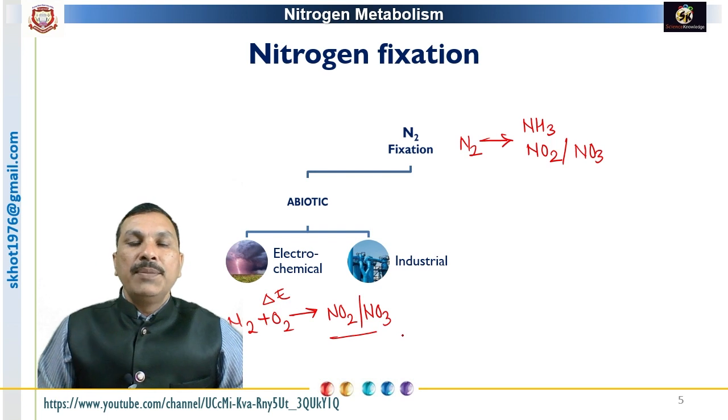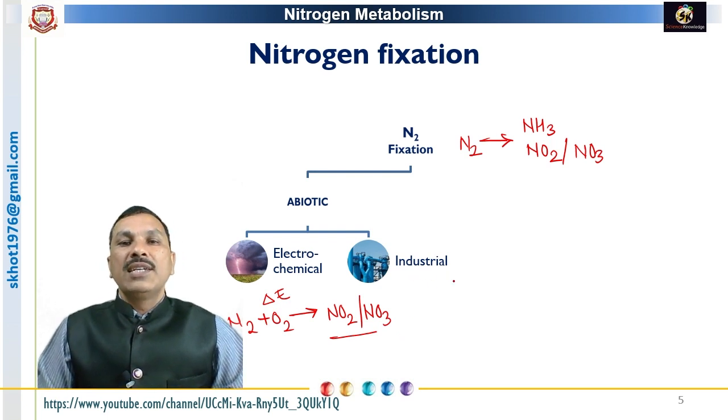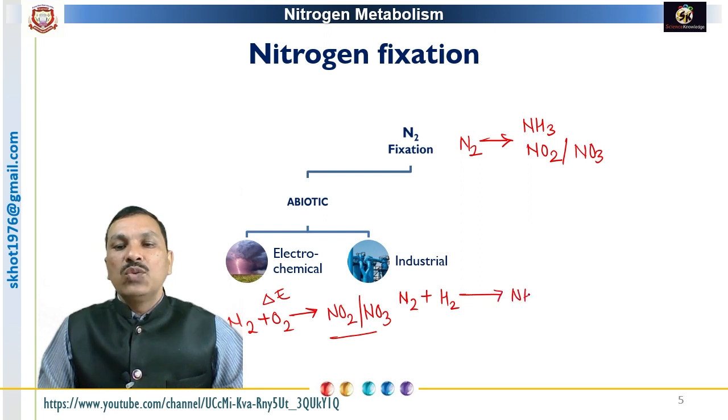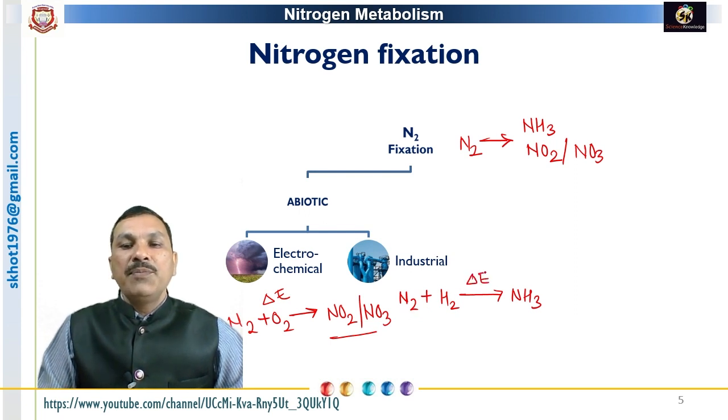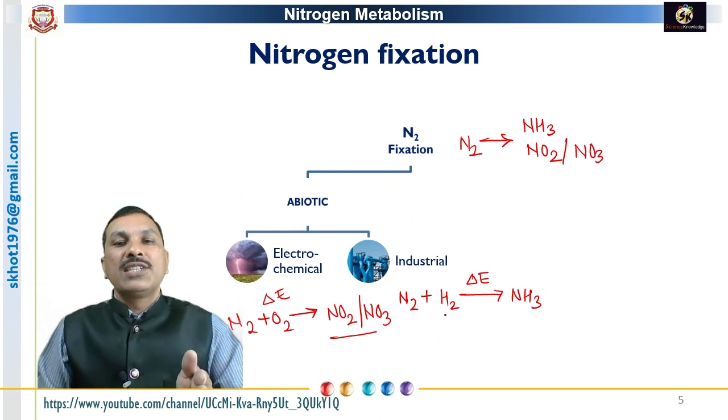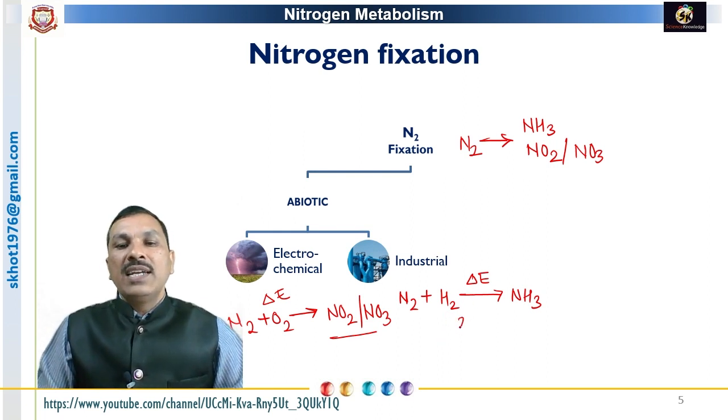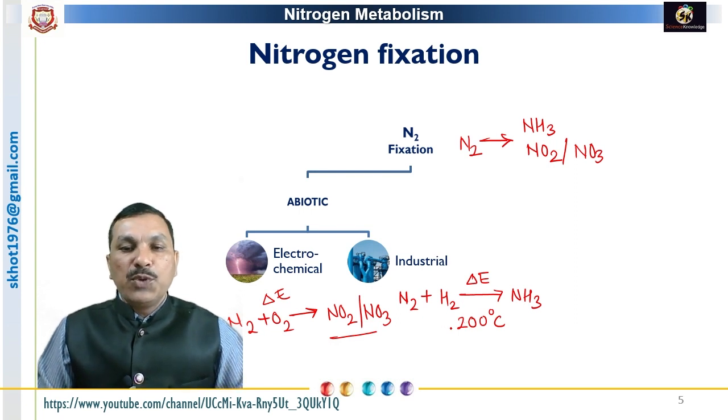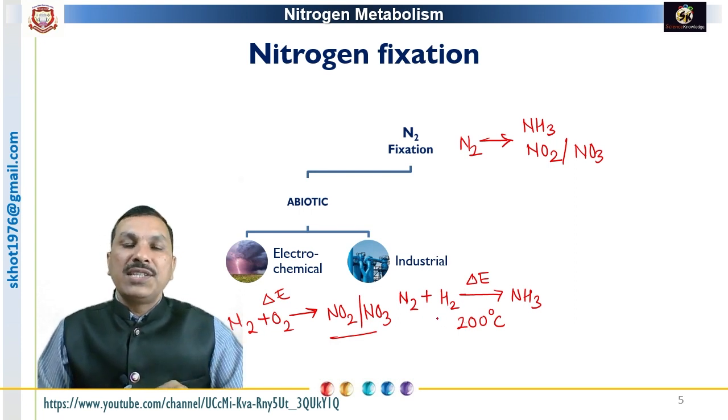The second method of abiotic nitrogen fixation is industrial nitrogen fixation, where molecular nitrogen is reduced. It interacts with hydrogen and is converted into ammonia. But nitrogen is an inert gas, so it requires a high amount of energy, high temperature and high pressure for its reduction. This process is carried out at 200 plus degrees Celsius and high pressure in the presence of a catalyst. This process is called the Haber and Bosch reaction.